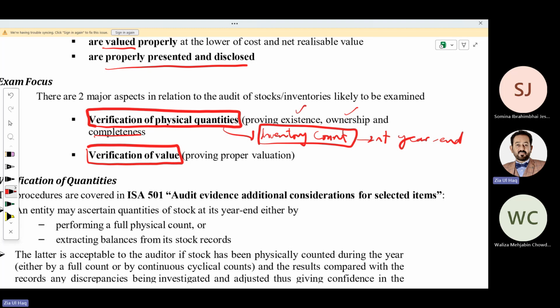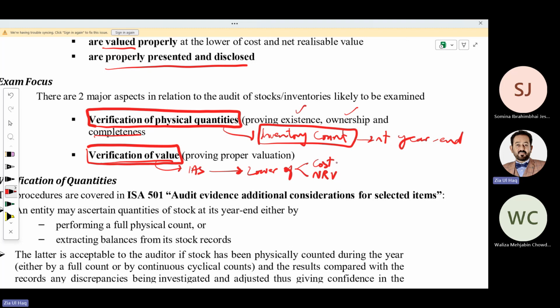So through physical count, meaning physical quantity verification, we can verify three assertions: existence, ownership, and completeness. And for valuation of inventory, we need to verify the valuation. How can we verify the valuation? We need to see whether, per IAS 2, inventory is recorded at the lower of cost and NRV. What is NRV? Net realizable value. What is net realizable value? Selling price less cost to sell.